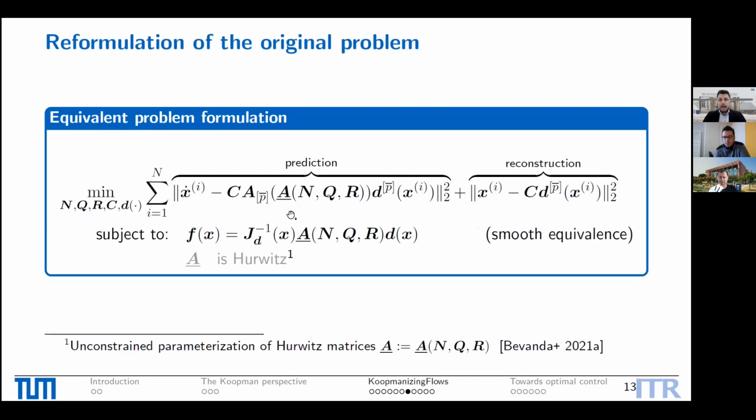And to ease this constraint and have the problem unconstrained, we utilize an unconstrained parameterization of Hurwitz matrices, where we parameterize this A bar through three other auxiliary matrices. So all we're left with now is one single constraint. We're one step away from an unconstrained problem, which we could learn with usual gradient descent methods.